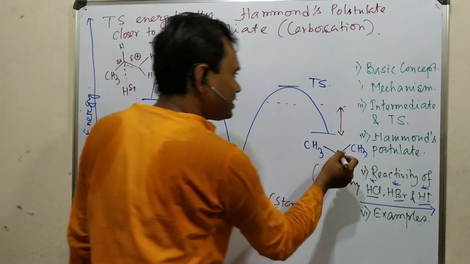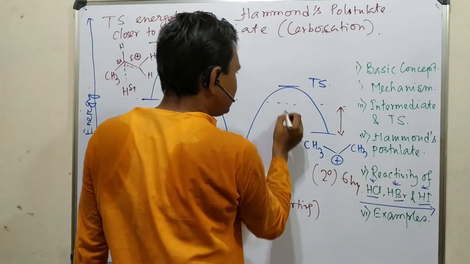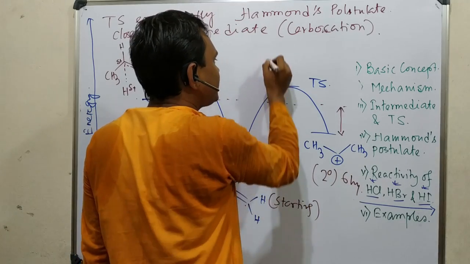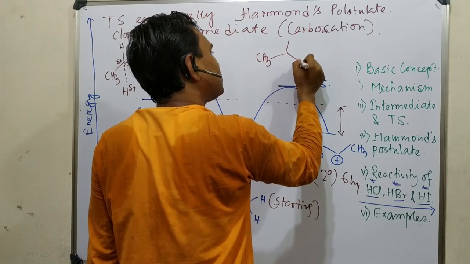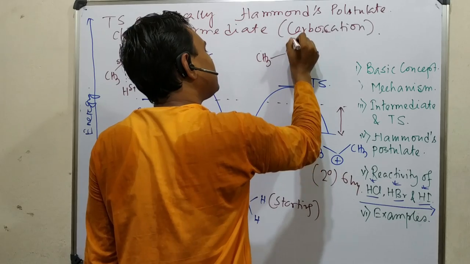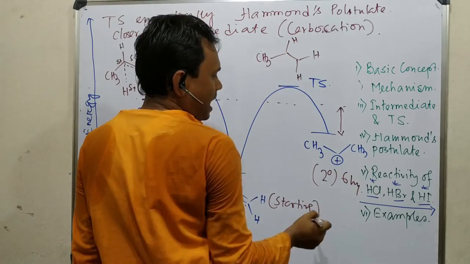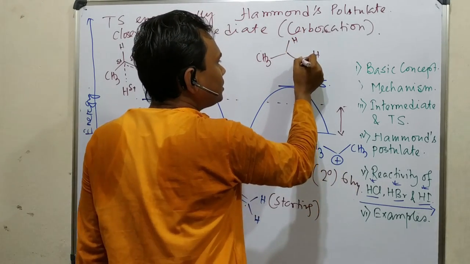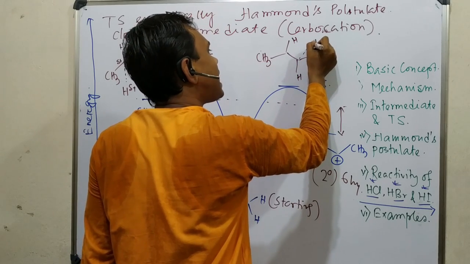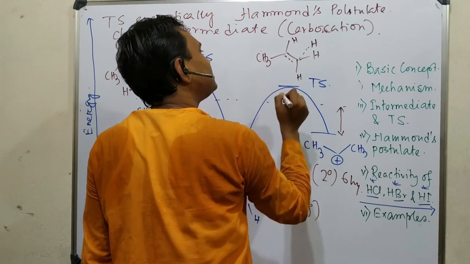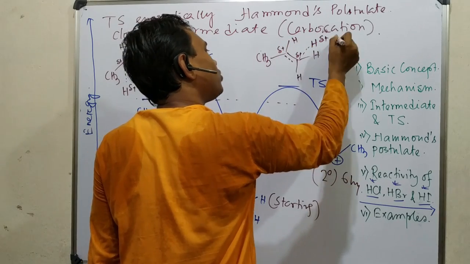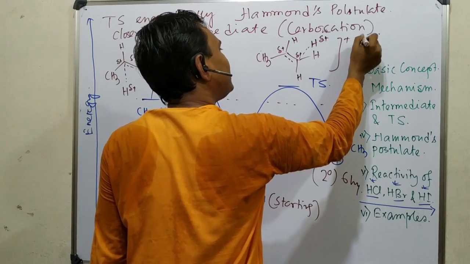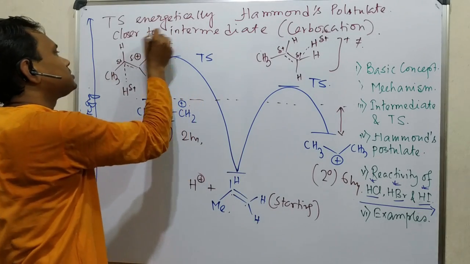For this case, what is the transition state? The transition state looks like this: this is the CH3, and the proton is attached to this carbon. So let's draw this. This is the attached proton. This is delta plus, this is delta plus, this is delta plus, and the overall charge is plus. This is the transition state, and the overall charge is plus.